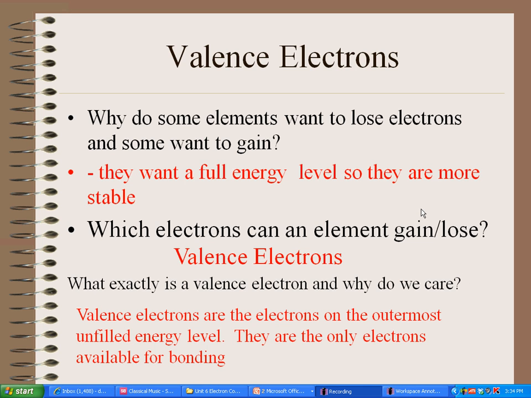So why do some elements want to lose electrons and some want to gain? Everybody's trying to get a full energy level. That makes them more stable. Which electrons can an element gain or lose? Only the outermost electrons, called the valence electrons, and those are the electrons in the outermost unfilled energy level, and they're the only electrons available for bonding. So I'm going to ask the sub to pause and let you fill in the rest of your notes.